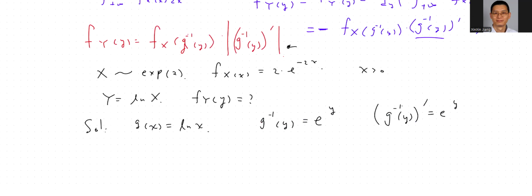So f_Y of little y is f_X, which is 2 times e to the negative, but you actually need to plug in g inverse of y. g inverse of y is e to the y. So you have e to the negative e to the y, and then you multiply by the derivative, which is e to the y. So we have that. Or you can put them together: 2 times e to the y minus e to the y.